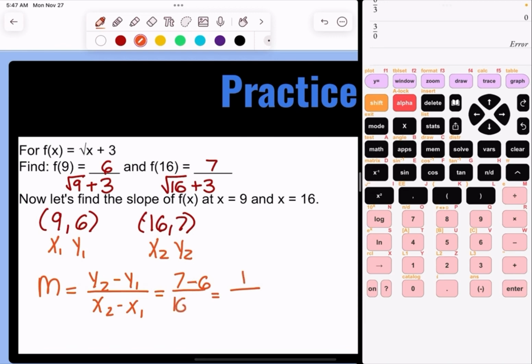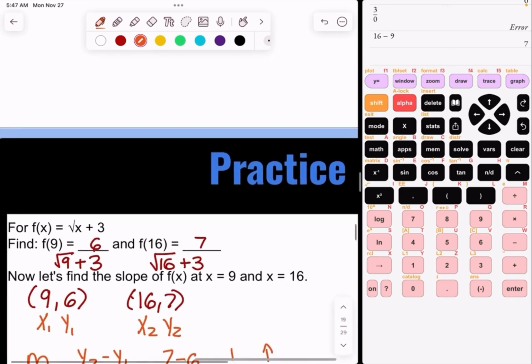x2 is 16 minus x1 is 9. 16 minus 9 gets us 7. So this means we would be rising 1 and we would be running 7. Good.